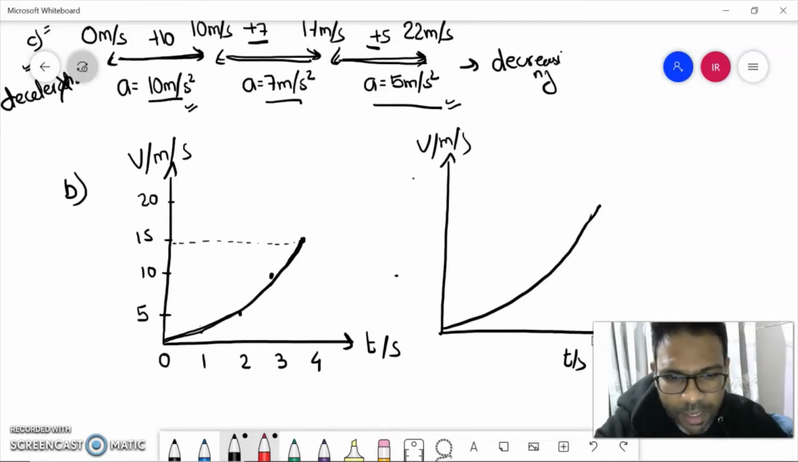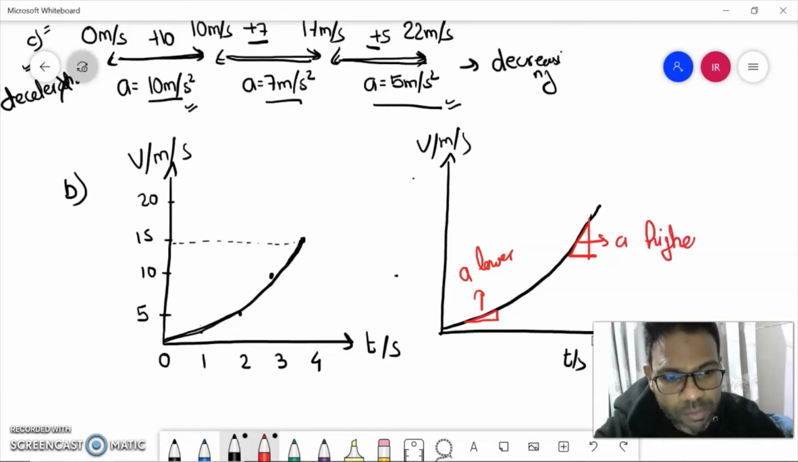You see, as you go with time, the gradient here was a bit less, the line was flat, but here the gradient is more, the line is steeper, and we know the gradient of a velocity-time graph gives us the acceleration, right? So you can say the acceleration at this point of the graph is lower compared to the acceleration here. The acceleration is higher. Why? Because the gradient is more. So the more the gradient, the larger the acceleration.